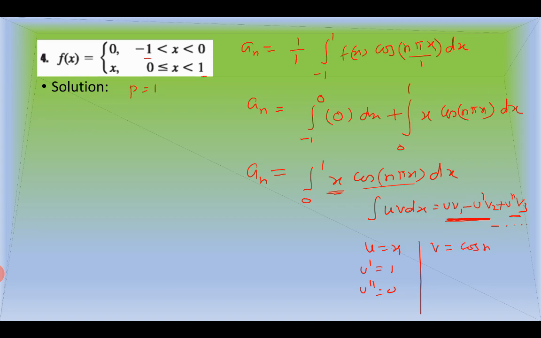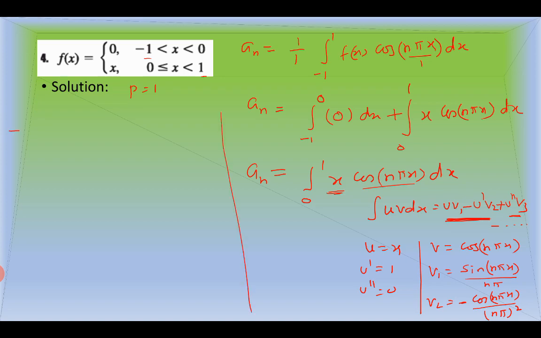v is cosine n pi x. v1, integrate cosine, is sine n pi x over n pi. What is v2? Integrate sine, it will be negative cosine n pi x divided by again another n pi, so n times pi whole square. These are the terms to be used in the integration.